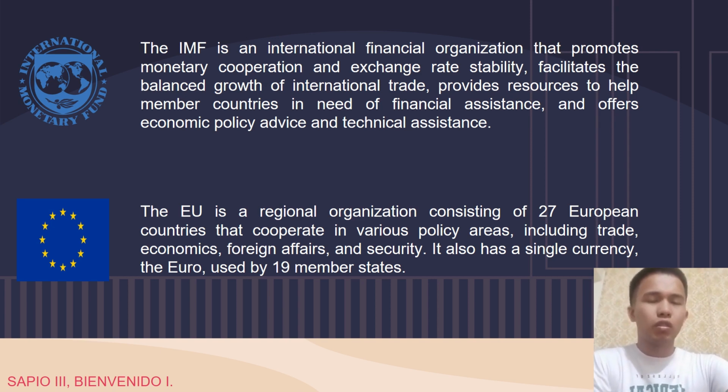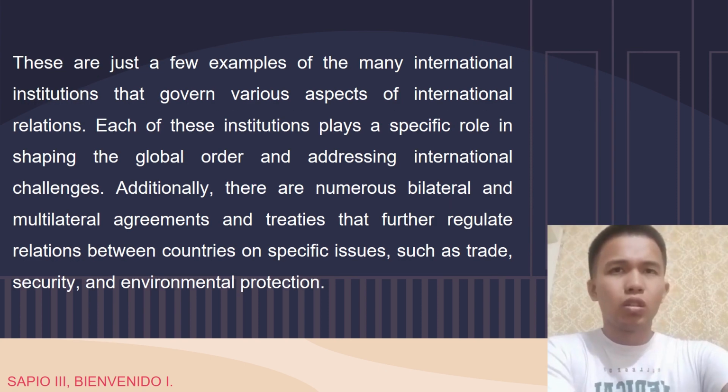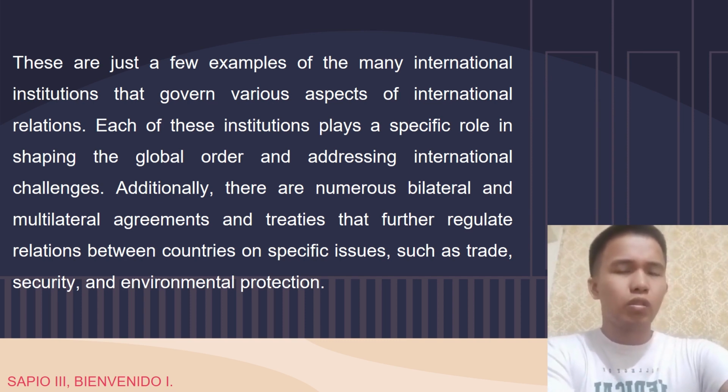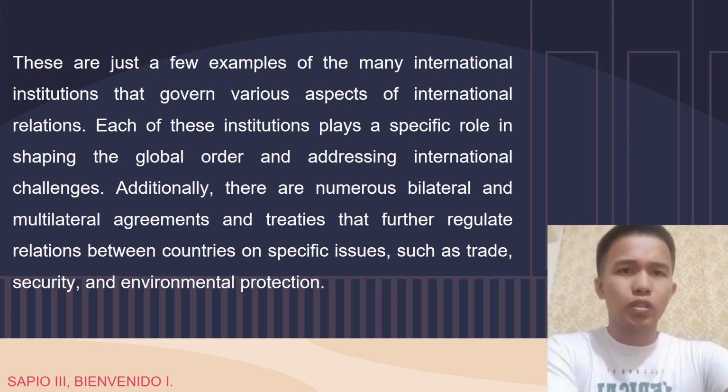Last, the EU is a regional organization consisting of 27 European countries that cooperate in various policy areas including trade, economics, foreign affairs, and security. It also has a single currency, the euro, used by 19 member states. Each of these institutions plays a specific role in shaping the global order and addressing international challenges. Additionally, there are numerous bilateral and multilateral agreements and treaties that further regulate relations between countries on specific issues such as trade, security, and environmental protection. So that's all for today.